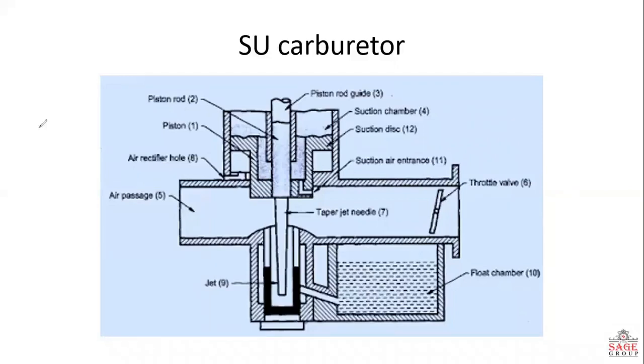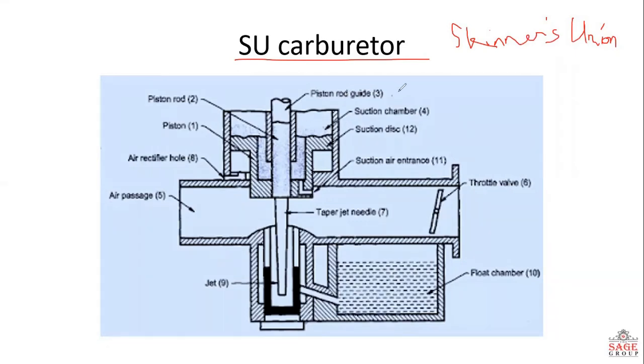Good morning. In the last session, we did the carburetor. Now, we will look at our final and third type of carburetor, which is the SU carburetor. SU basically means Skinner's Union carburetor. Skinner's Union was a company which was developed in London in the 1900s, and that company manufactured this type of carburetor.